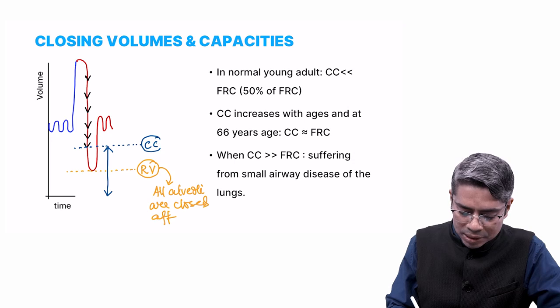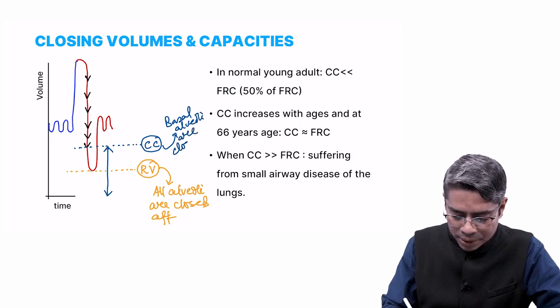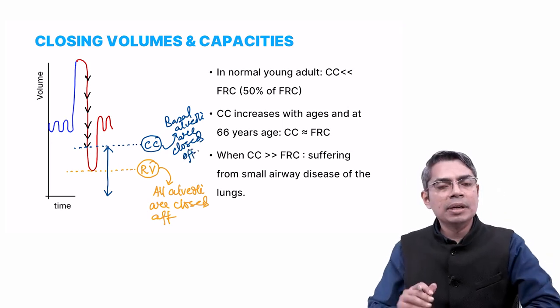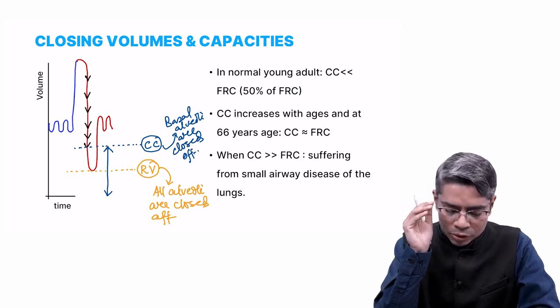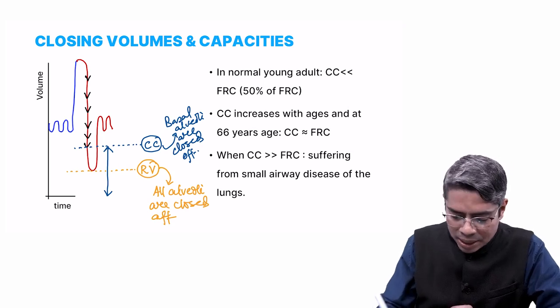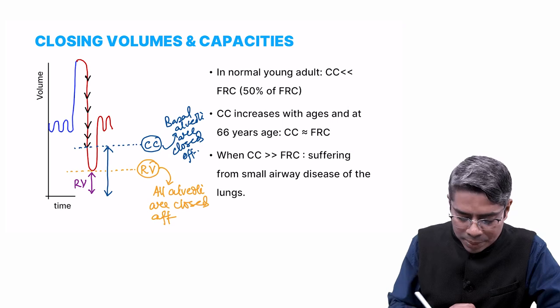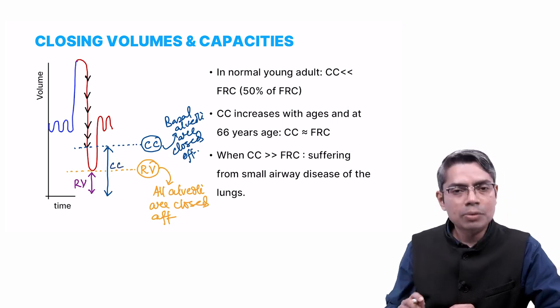So, in closing capacity, what has happened? Only the basal alveoli are closed off, but the apical and middle part alveoli are still open. So, obviously, from this diagram, I can easily understand that even after forceful expiration, the volume which still remains inside the lung is known as the residual volume. And when the basal alveoli are closed off, this is known as the closing capacity.